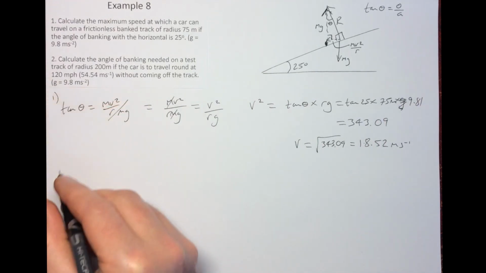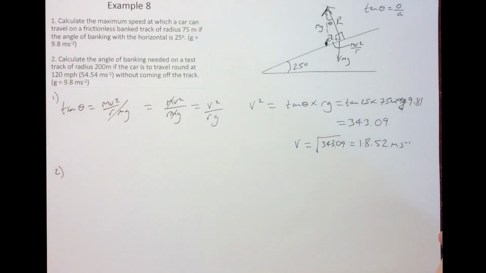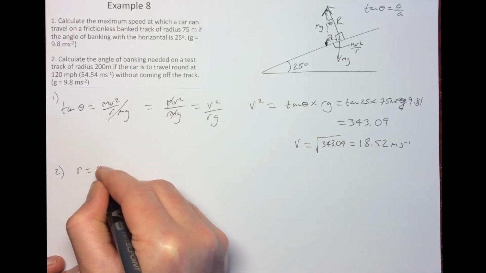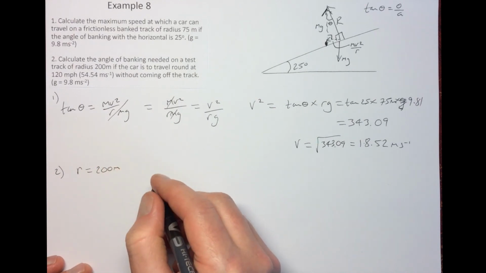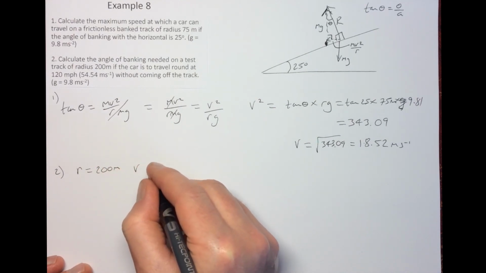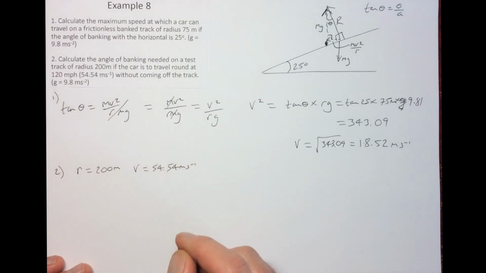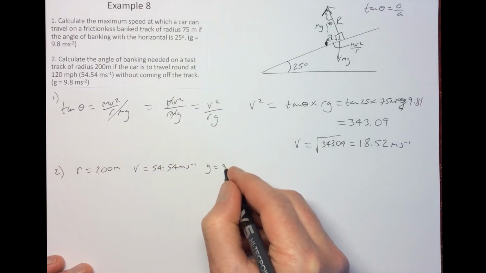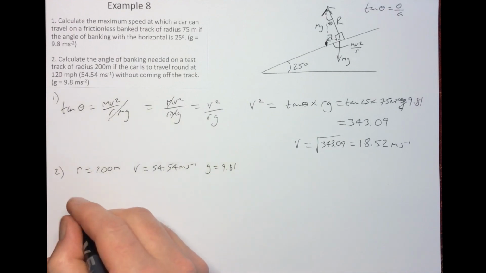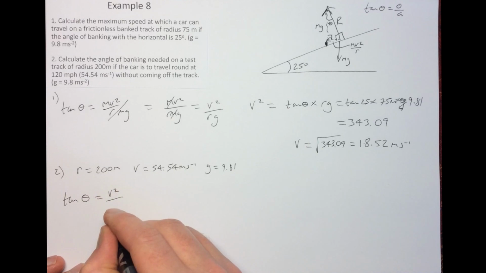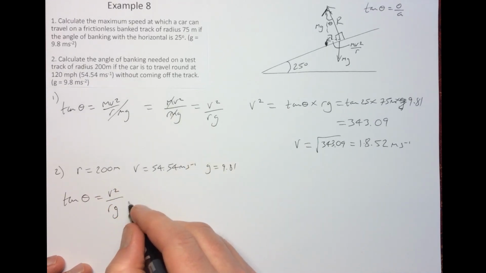So that was part 1. Now part 2, calculate the angle of banking needed on a test track of radius 200 meters. So we've got r is 200 meters. We've got the car speed is 54.54 meters per second. And we know that g is equal to 9.81. So we're going to use the same equation again: tan theta equals v squared over rg, as we've shown up here.